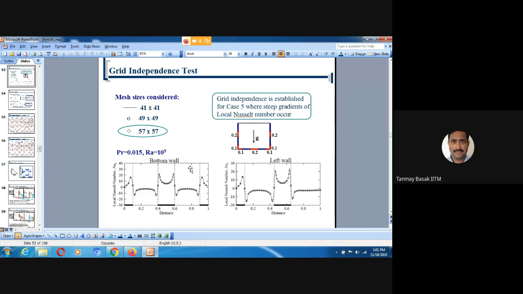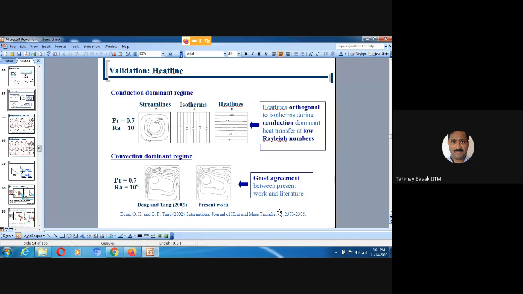Before that, we have done some numerical validation I wanted to share with you. This is the 41 by 41 mesh, 49 by 49 mesh, and 57 by 57 mesh. And this local Nusselt number we computed, and we have seen very good convergence with the mesh sizes, and we found that grid independence is established for all the complicated cases. So the validation of the heat line is also very important.